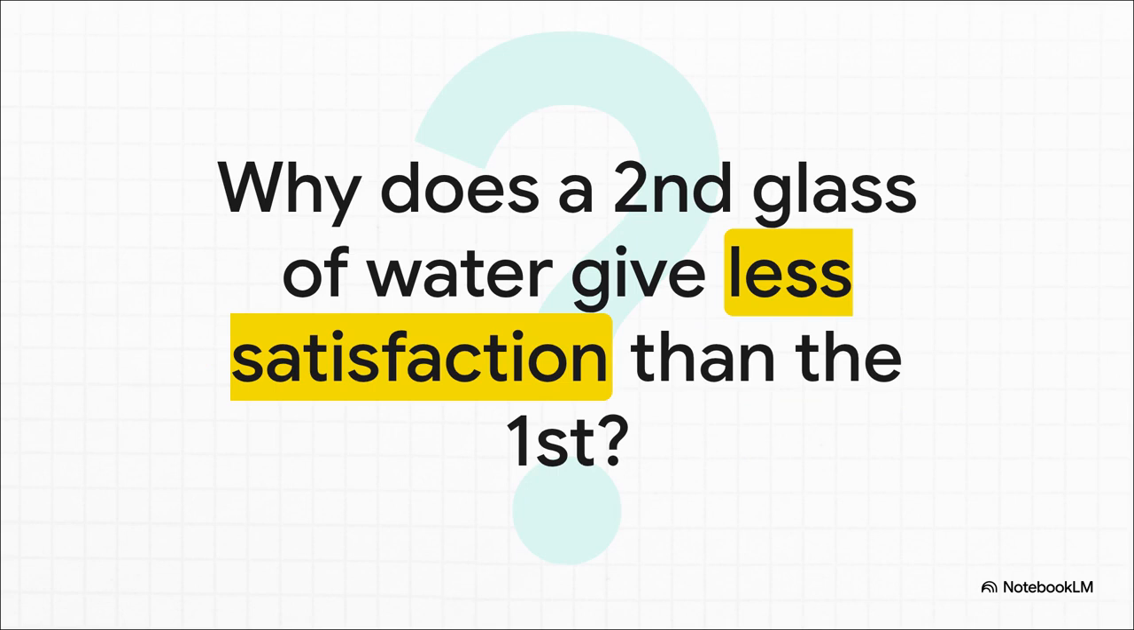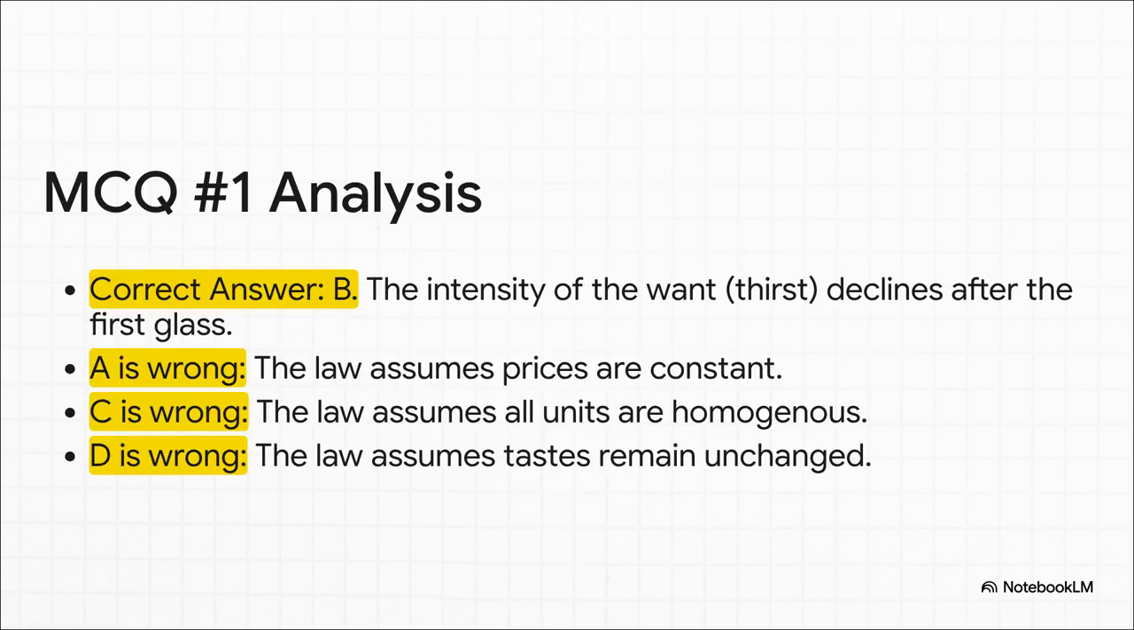All right, let's test that knowledge with an exam-style question. A person is very thirsty and gets some water. According to the law of diminishing marginal utility, why would the second glass provide less satisfaction than the first one? Take a second to think about it. Okay, so the correct answer here is B.